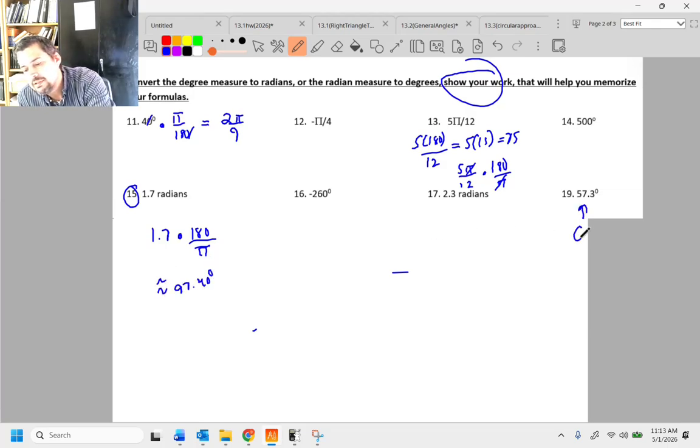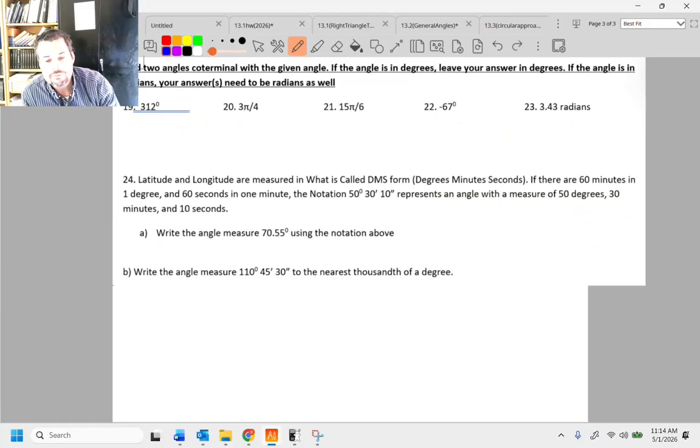For this one, C notes. Don't be the kid who actually writes down C notes. C notes, okay? And that's all I feel like doing in that little mixture.